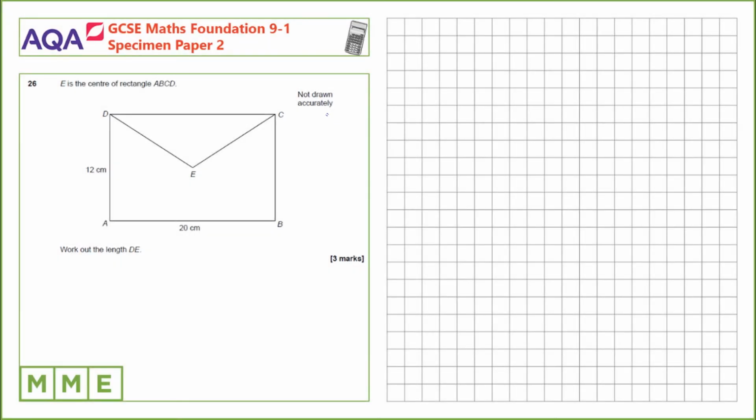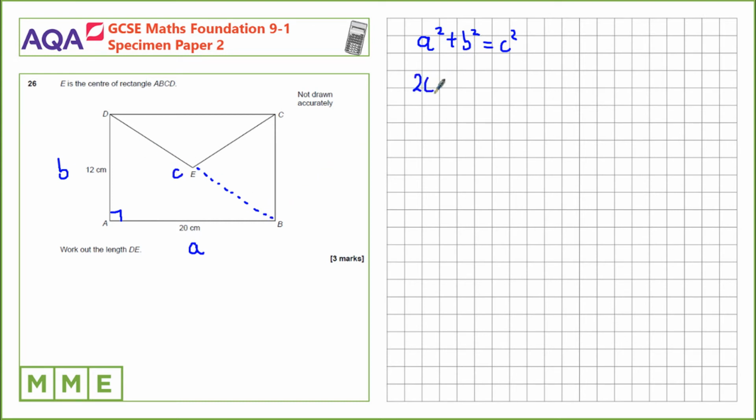Question 26. E is the centre of rectangle ABCD. We need to work out the length DE. Since this is the centre, the length DE is half of the length from D to B. So let's work out the length from D to B. We have a right-angled triangle here, and two of the side lengths, so we can use Pythagoras' theorem. A squared plus B squared equals C squared. Label this side A and this B, and we have the hypotenuse here C.